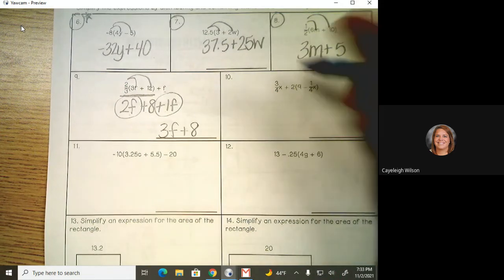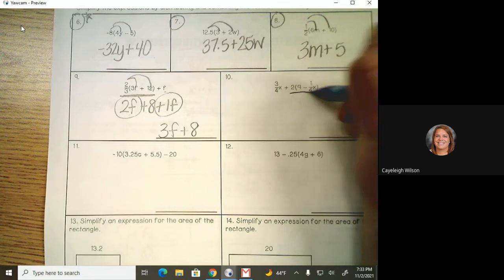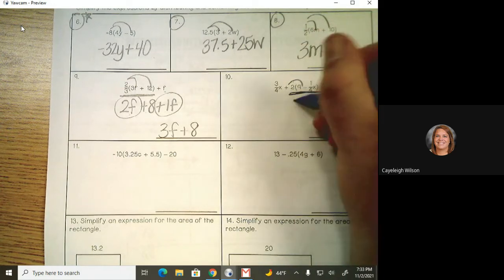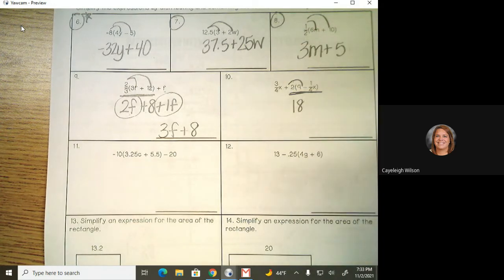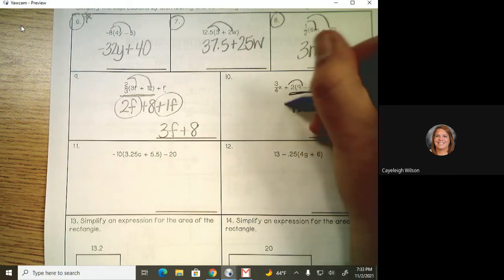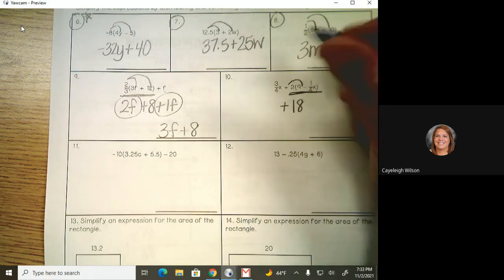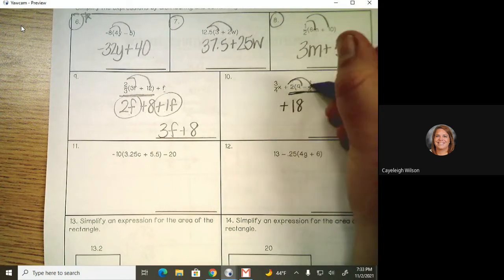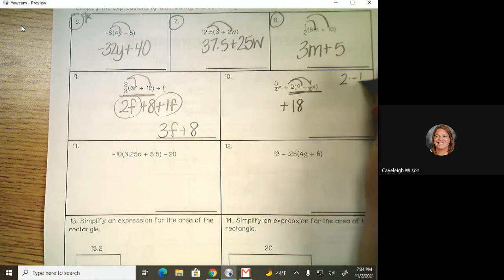All right, number 10. So I'm going to take care of the parentheses first. So I'm going to distribute this positive 2. So 2 times 9 is 18. It's positive 18 because it's a positive number. And then 2 times -1/4 x. So 2 times -1/4. That's -2/4, which is -1/2.